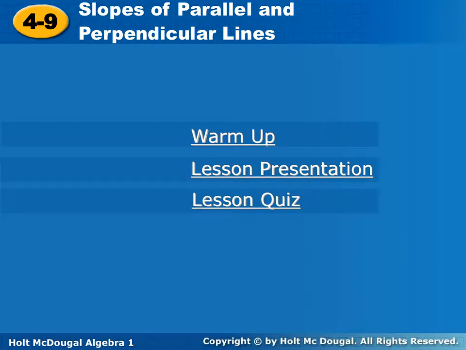Okay, so in lesson 4.9, we're going to be looking at equations and looking at the slopes of parallel and perpendicular lines. When we learned about slope, we already learned that when we have two parallel lines, they have the same slope. When they are perpendicular lines, they have opposite reciprocal slopes, meaning opposite signs, and then the fraction is going to get flipped upside down.